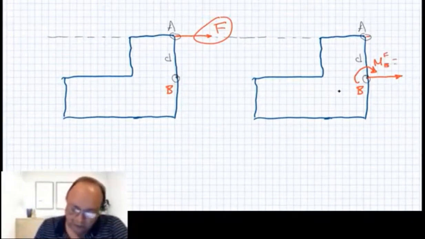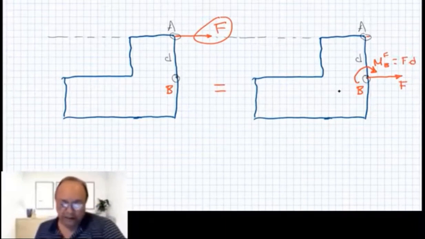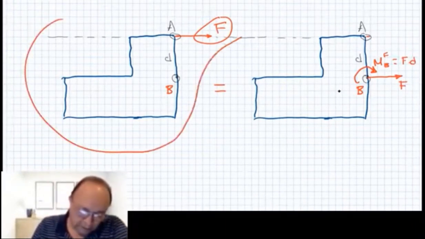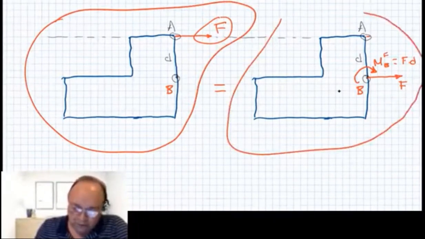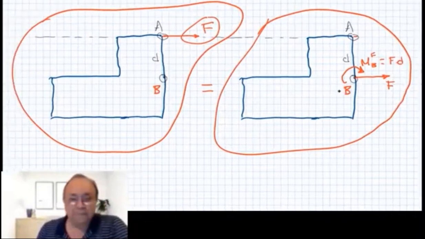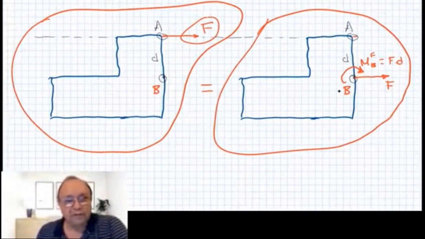And that moment was F times D, and this will be force A. So these two systems are equivalent. I can work with the system on the left, or I can work with the system on the right. Those two systems are equivalent.